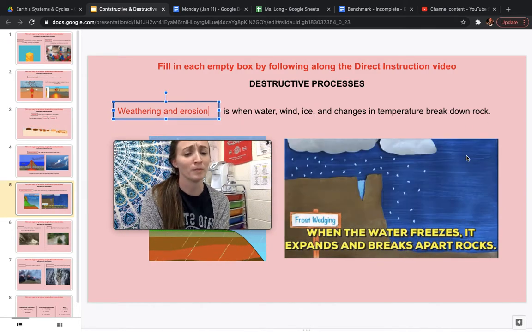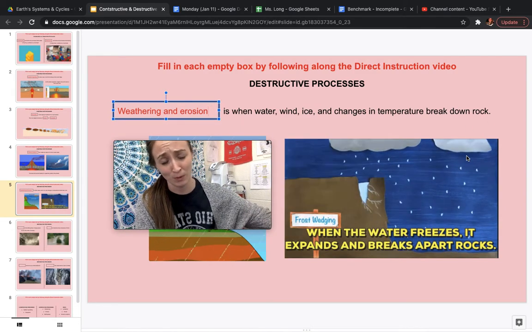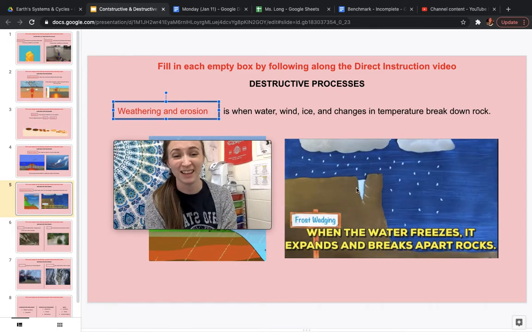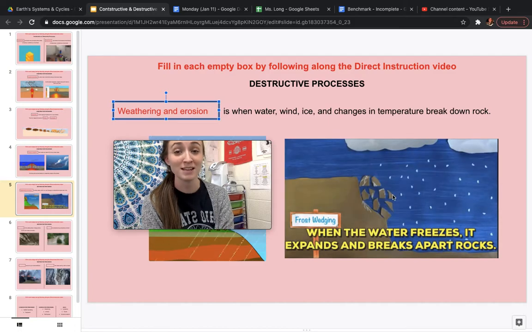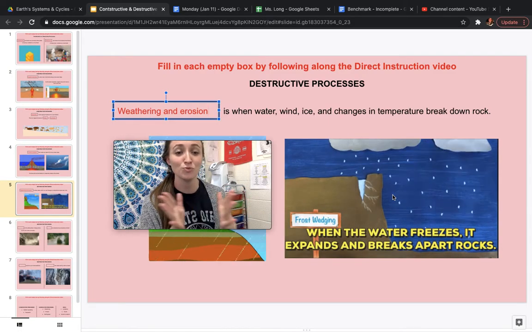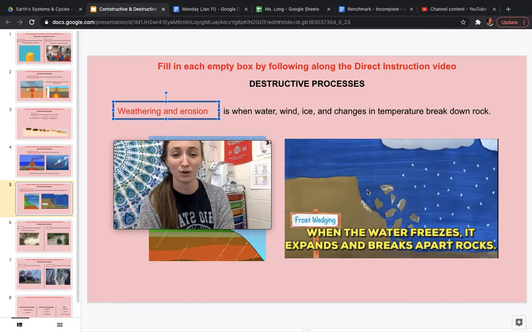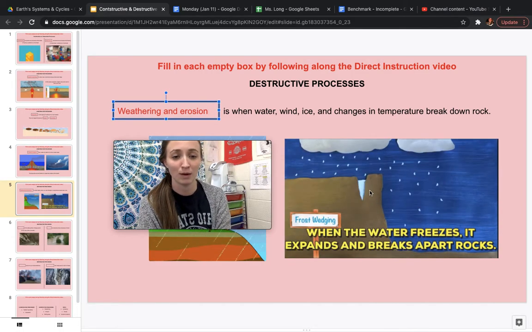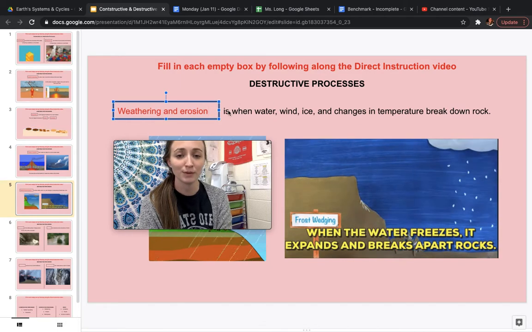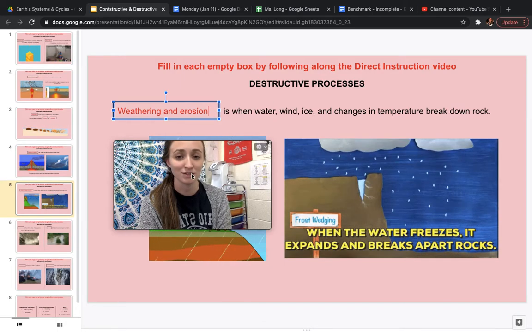Or we might not think about this very much because in Mississippi we don't get a ton of ice. But if you have water fill in like a crack in a rock and freeze, when it freezes it can expand a little bit. So it gets too big for wherever that water was sitting, and it can cause that rock to break off just like that. So weathering and erosion is definitely destructive.